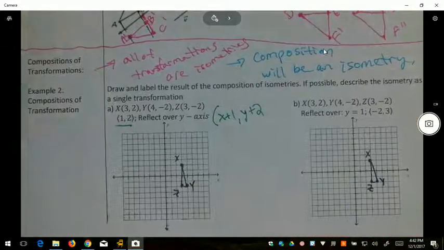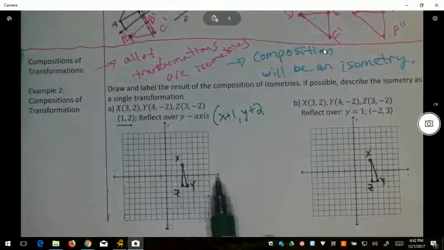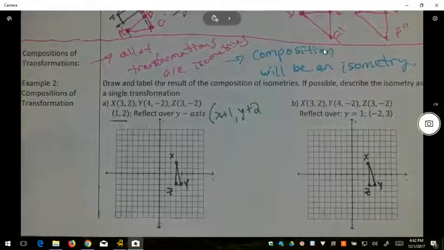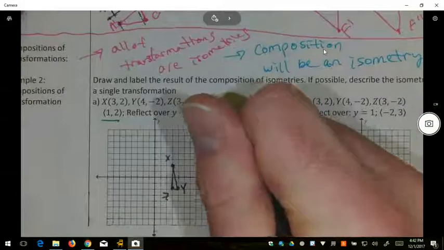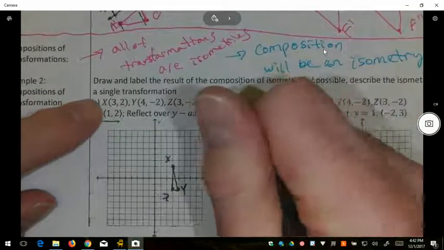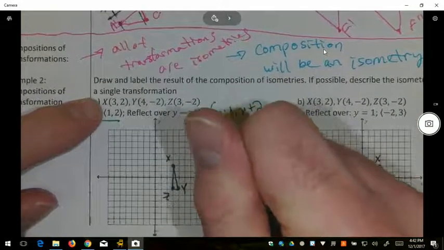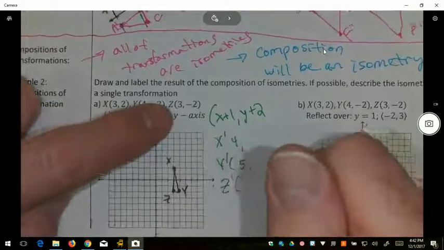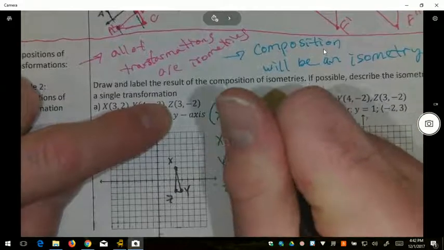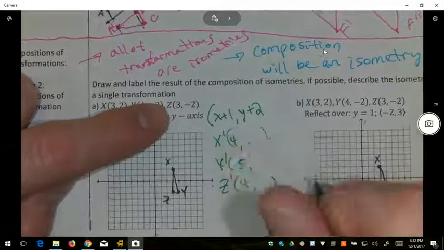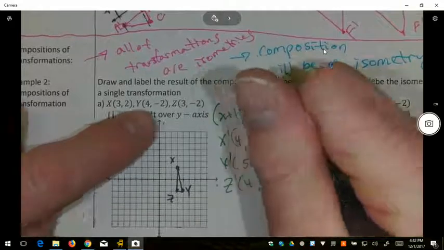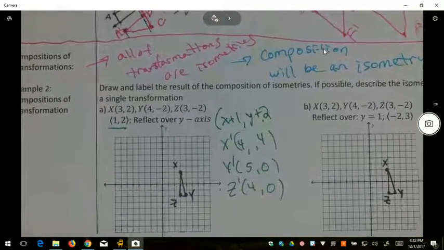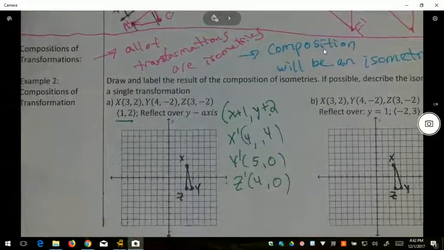So if you'd like, instead of counting points in such a small graph, you could do this to the actual points themselves. X prime would be 3 plus 1. Y prime would be 4 plus 1. Z prime would be 3 plus 1. And then to get the Y coordinate, we'd add 2. 2 plus 2 is 4. Negative 2 plus 2 is 0. Negative 2 plus 2 is 0. Much more efficient use of time than trying to squint at the lines and figure them out.